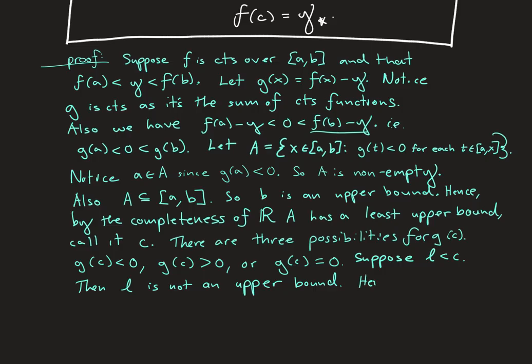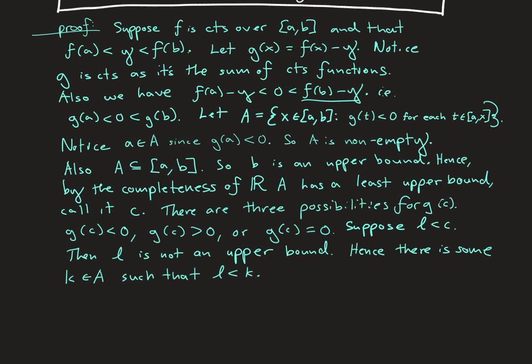Hence, there is some member of A such that that member is bigger than L. Okay? That's what not being an upper bound means. That means A has to be bigger than it at some point.